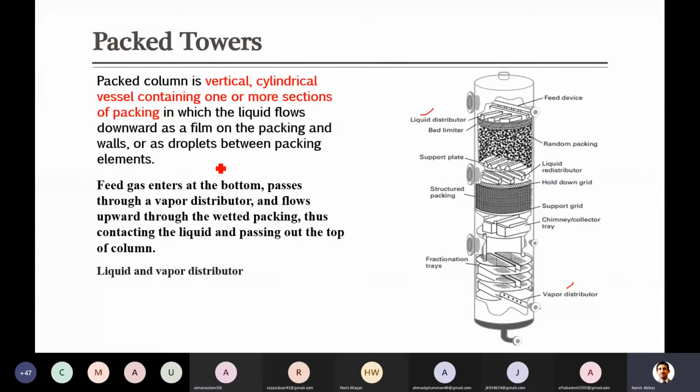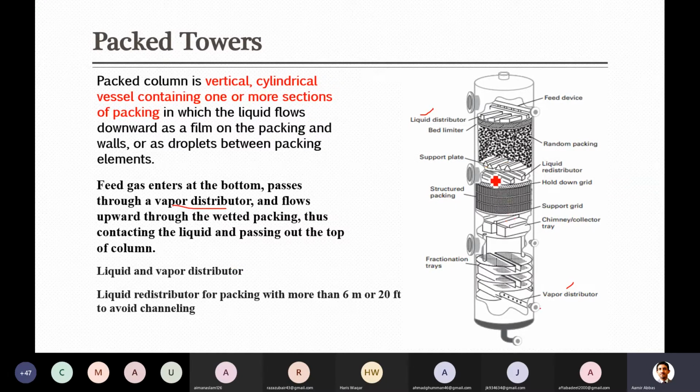I've already mentioned the importance of the liquid and vapor distributor: for the uniform distribution of liquid and vapor throughout the column. Because these are large size equipment, in order to distribute properly throughout the column, so that we increase the contact between the vapor and liquid, their distribution should be uniform. So liquid and vapor distributors are installed in columns which are large in size. Large means large in height.